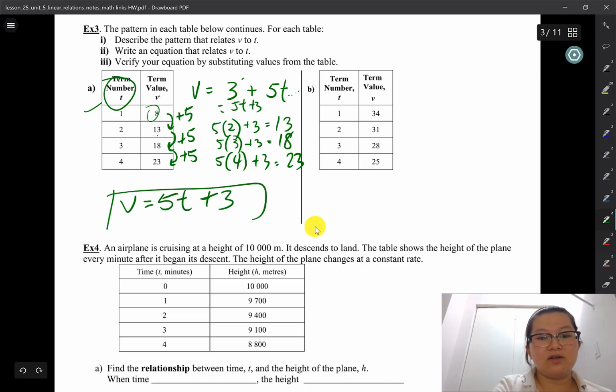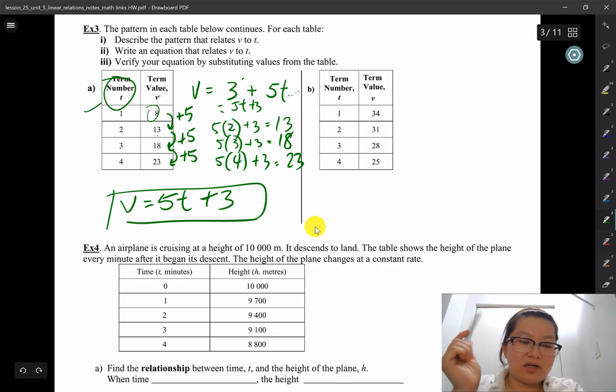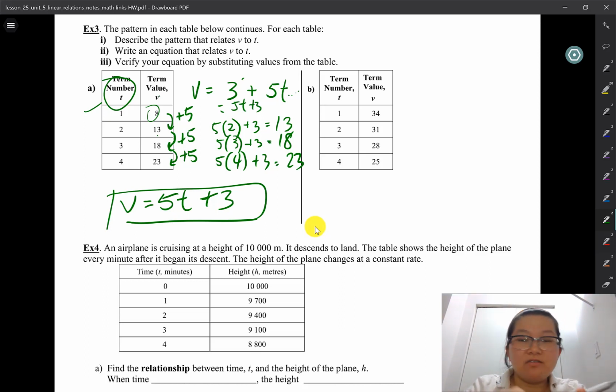Okay, so remember our first steps. First was to figure out the pattern. Then use the pattern to figure out how it relates to the term number, which is t, the first variable that we have. Once we found that relationship, then we can work out the rest of the pieces. Okay, let's try again on number b.